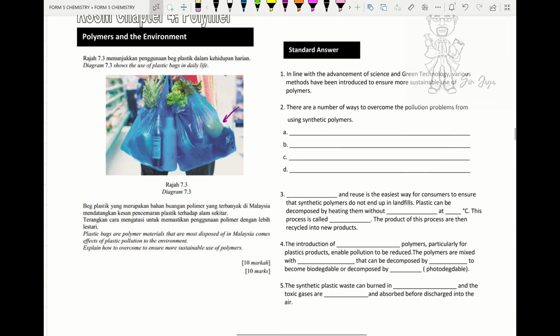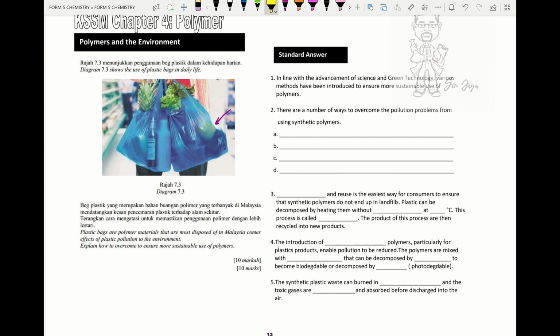Now to the second essay question. Look at this question. Diagram 7.3 shows the use of plastic bags in daily life. This plastic bag is made up of polyethylene, and the monomer name of this plastic bag is ethene. Ethene undergoes addition polymerization.